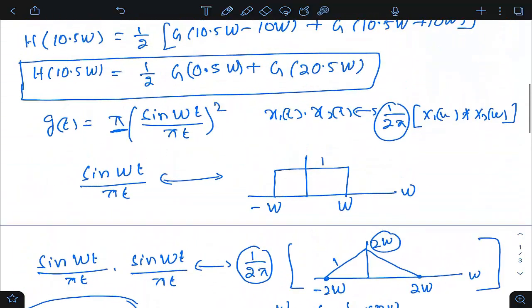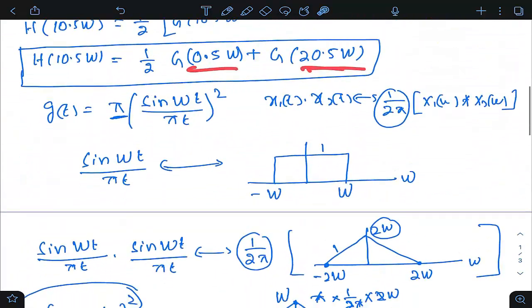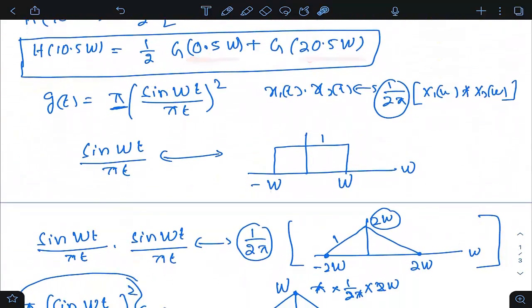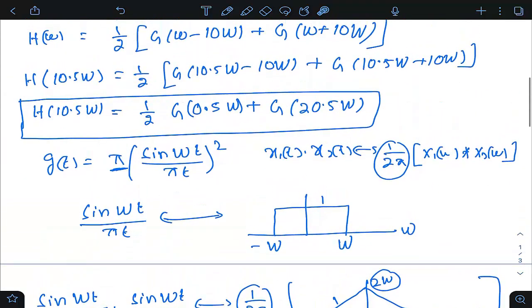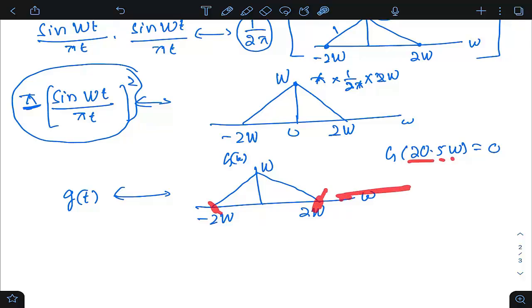So now you have to find these things: G of 20.5w and G of 0.5w. Okay, so this is half is whole multiplied. So G of 20.5w. This is your 2w, so 20.5w is somewhere here. So G of 20.5w is definitely 0, because the triangle exists only between minus 2w to 2w. Beyond this it is 0, right? 20.5w is way beyond this, so this is definitely 0.